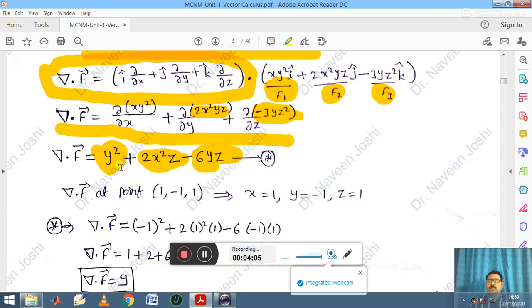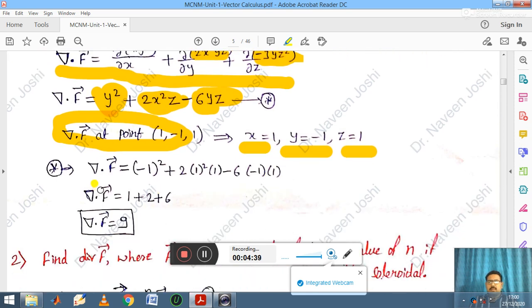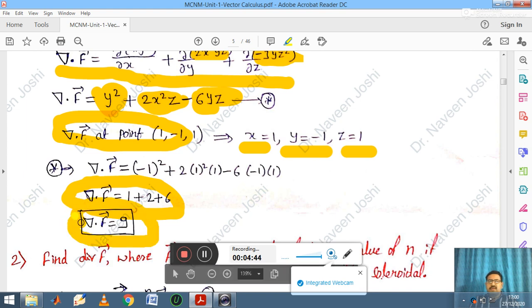Okay. So the dot product of the differential operator and the vector point function gives y square plus 2x square z minus 6yz. Now they are given a point, del dot F value at the point (1, -1, 1). It means x value 1, y value minus 1 and z value 1. Use these x, y, z values in your equation star. So then if you simplify, your final value of del dot F is 9.